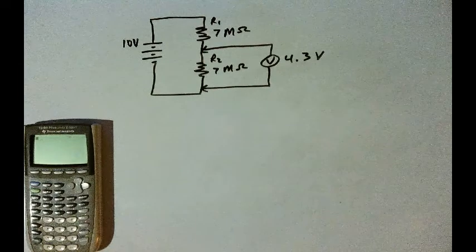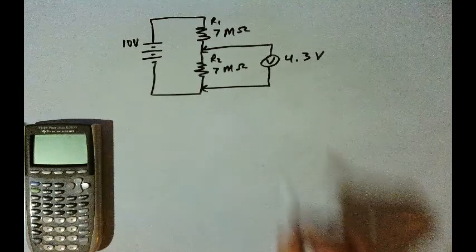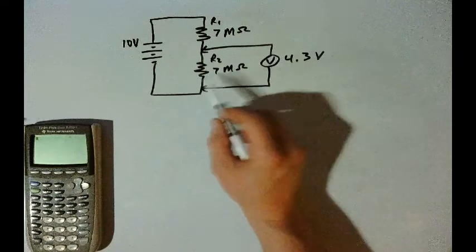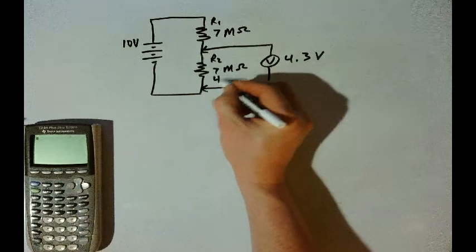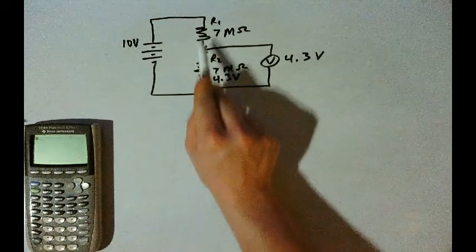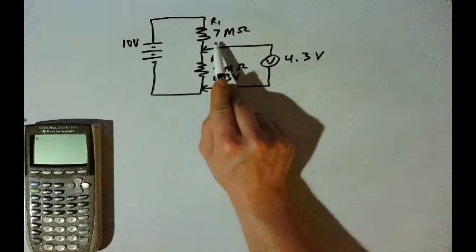And so what we know is that the voltmeter is in parallel with R2. Therefore, they must have the same voltage. So the voltage over here is 4.3 volts. And the voltage on R1 has to add up with R2 to be 10 volts. So the voltage drop on R1 must be 5.7 volts. So 5.7 plus 4.3 is equal to 10.